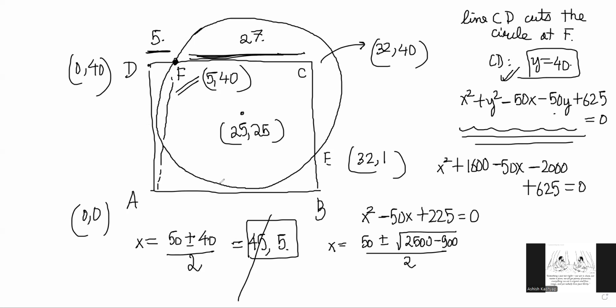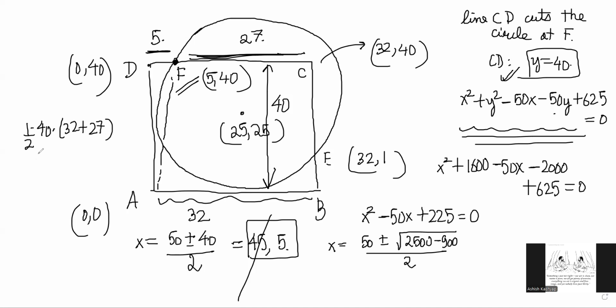And now we have to do the area of the trapezium. The parallel sides have length 32 and 27. And the height, or the distance between the parallel lines, is equal to 40. So area of the trapezium is half into 40 into (32 plus 27). So this is 20 into 59 and this is 1180. So that is the required answer. And again, we are using the line equation and the circle equation to find the point F. So that finishes off all three parts of the problem.